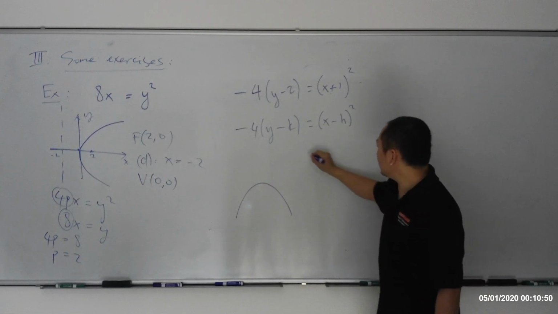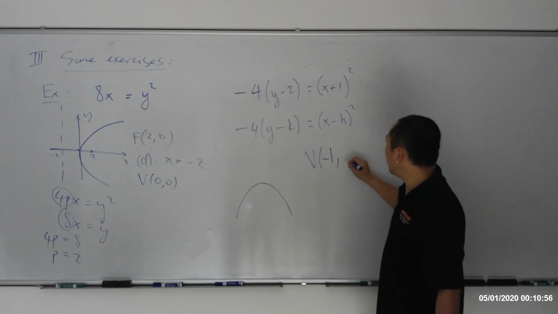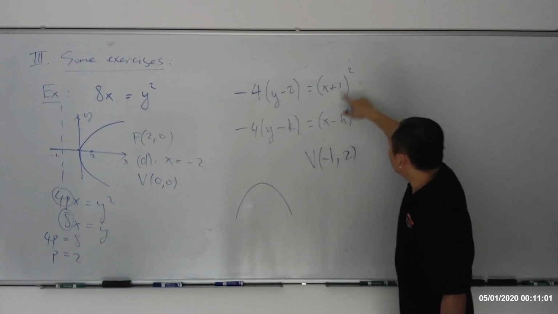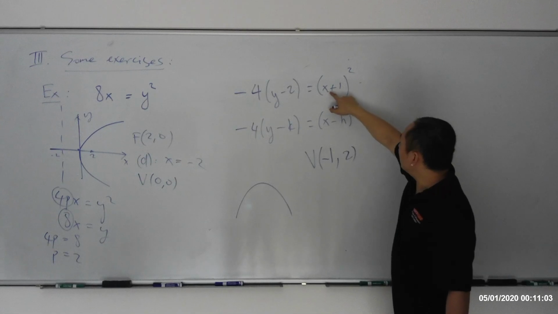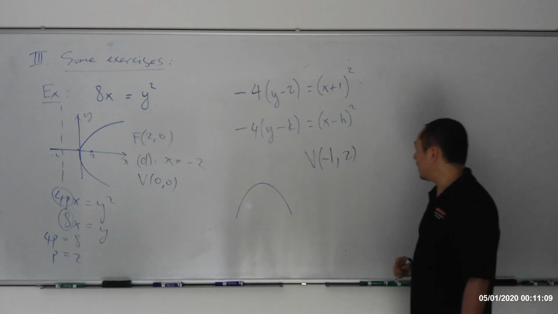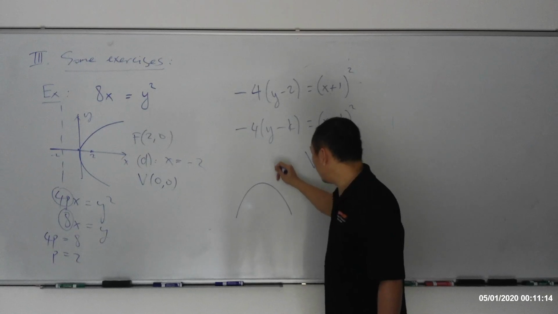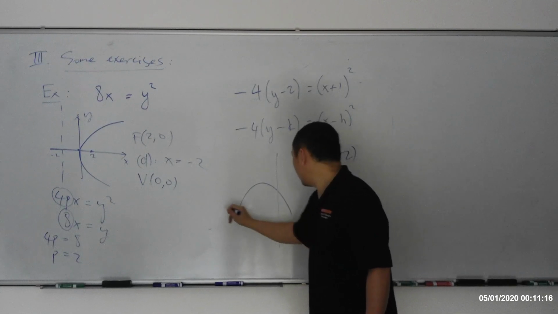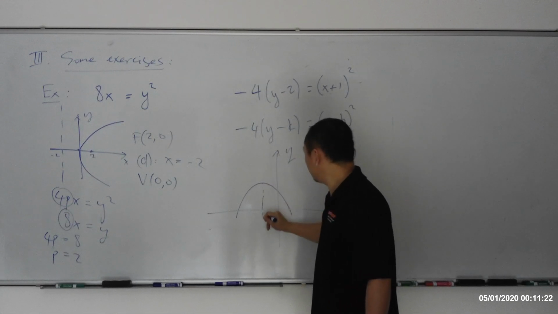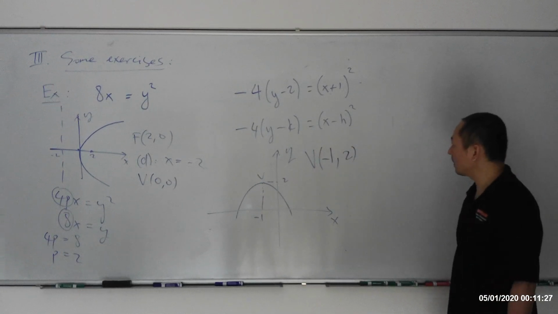Okay, where is the vertex going to be at? So h here is going to be -1, and k is 2, right? y minus k, y minus 2, so k is 2. x minus h here is the same thing as x plus 1, so like x minus -1, okay? So the vertex is at -1, 2, okay? So I guess the graph is going to somehow be like this. x-axis, y-axis, -1 here, 2 here, this is the vertex, all right?